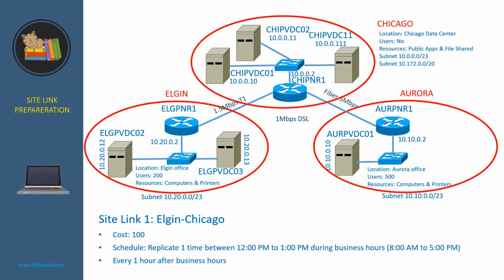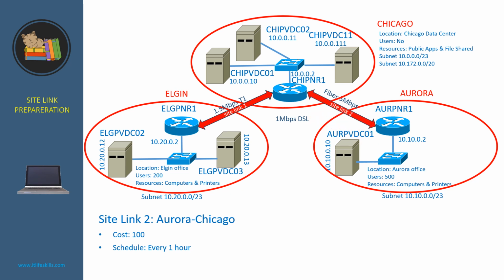Now let's get back to our physical network. To configure site link 1, we can name it Elgin-Chicago because it connects Elgin and Chicago sites together. For the cost, since we have only one connection, we can keep the default cost of 100. For the schedule, we know the T1 connection is fully occupied during business hours. Therefore, we can configure it to replicate one time between 12 p.m. to 1 p.m. during business hours and every 1 hour after business hours.